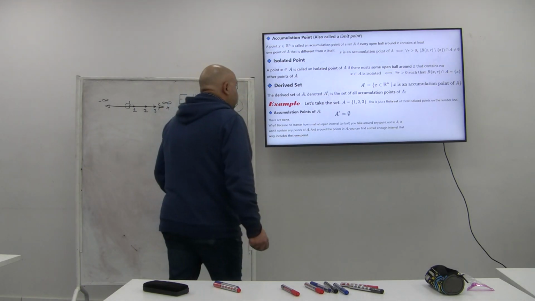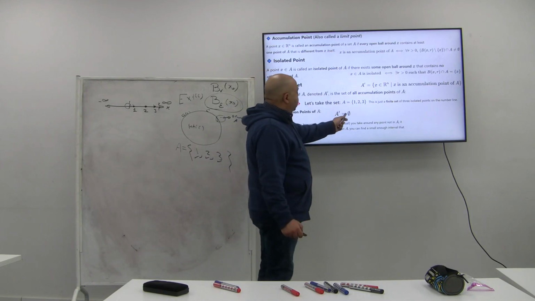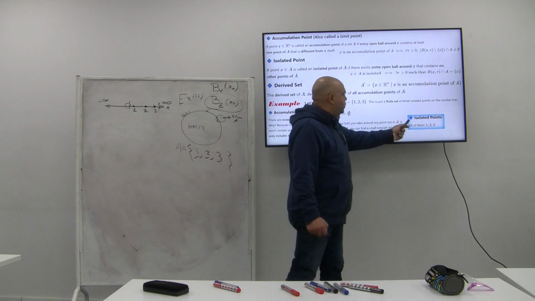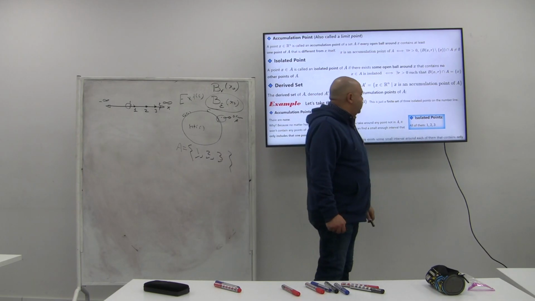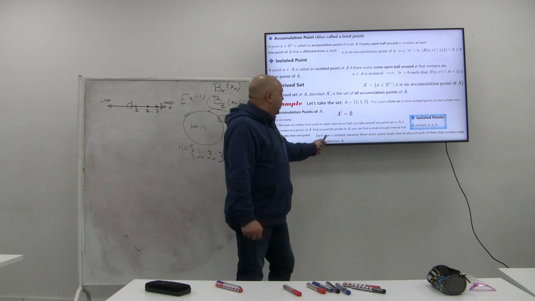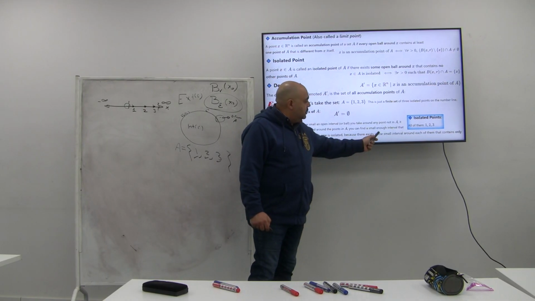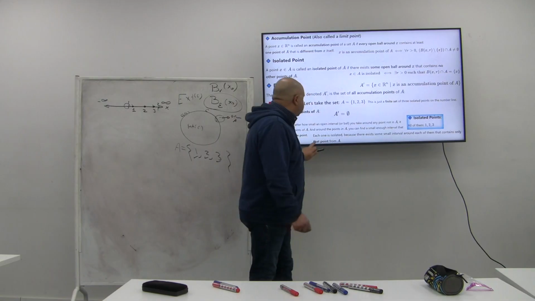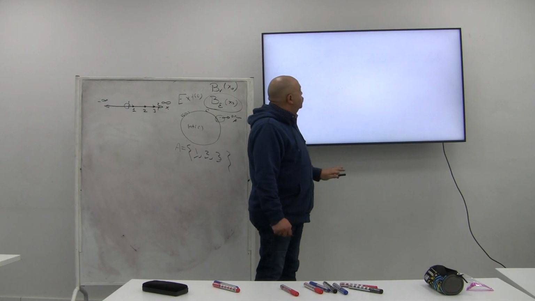Once more, these are the points. So the derived set is equal to phi, the empty set, or 0. There are no accumulation points. The isolated points are 1, 2, and 3, as you can see. Each one is isolated because there exists some small interval around each one of them that contains just these points, which are 1, 2, and 3.